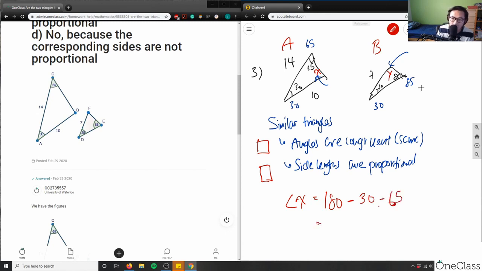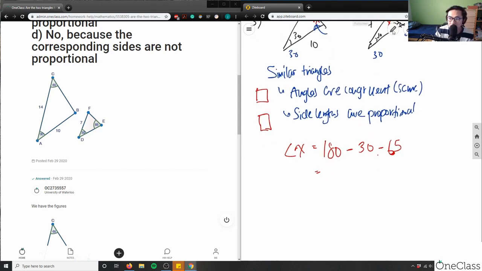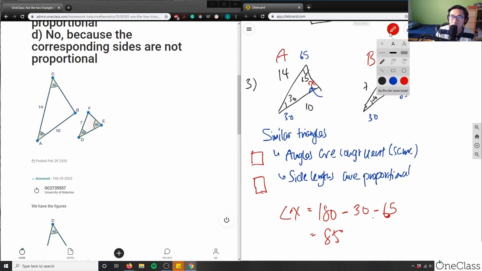Because I want to find what this angle here is, I'm going to have to subtract both these numbers from 180. So let's do that: 180 minus 30 minus 65. I'm just going to take out my calculator to do this. It gives me 85 degrees, which means that this here, angle x, is 85 degrees. So I can write here, this is 85.